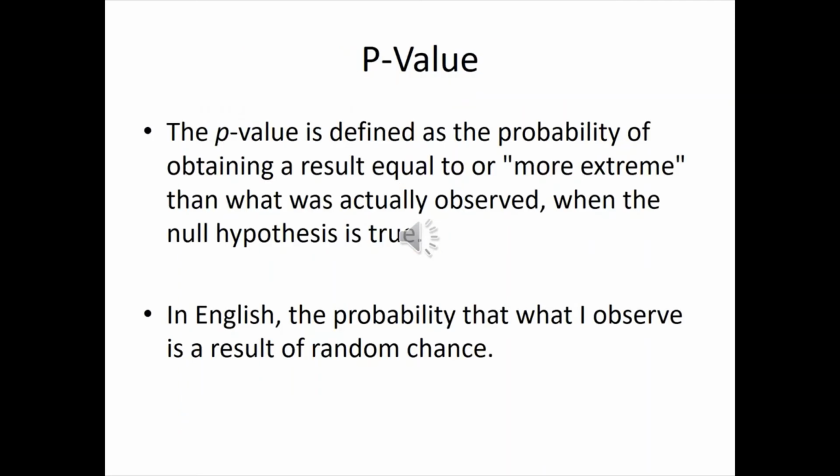Now we're going to talk a little bit about p-value. Technically, it's defined as the probability of attaining a result equal to or more extreme than what was actually observed when the null hypothesis is true. In English, a p-value is the probability that what you're seeing is a result of random chance. So if I get a p-value of 0.10 or 10%, that's telling me there's a 10% probability that it's just random chance that's happening. Really nothing special going on. If I get a 90% chance, it tells me more than likely it's just random chance.